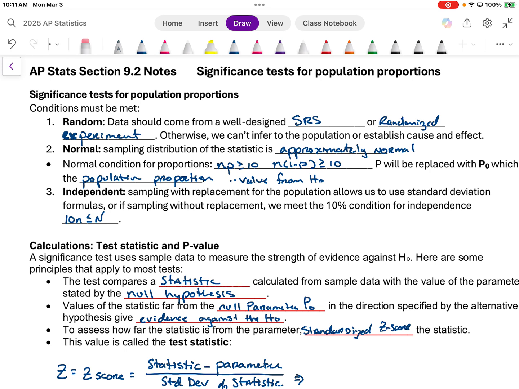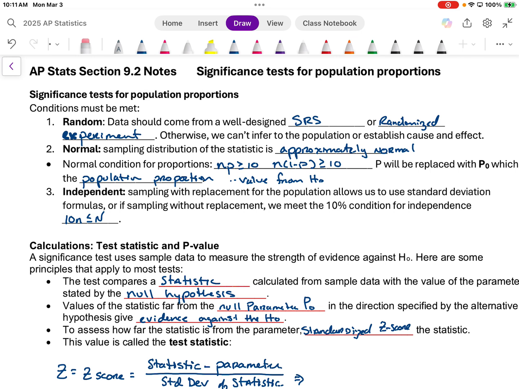So as we look at doing our significance test, before we do the test, we need to make sure we meet conditions. One, is it random? Does the data come from a well-designed simple random sample or a randomized experiment? If it doesn't, then we don't do it. We can't infer to the population and establish some type of cause and effect if we don't have that take place. Next condition is the normal part.